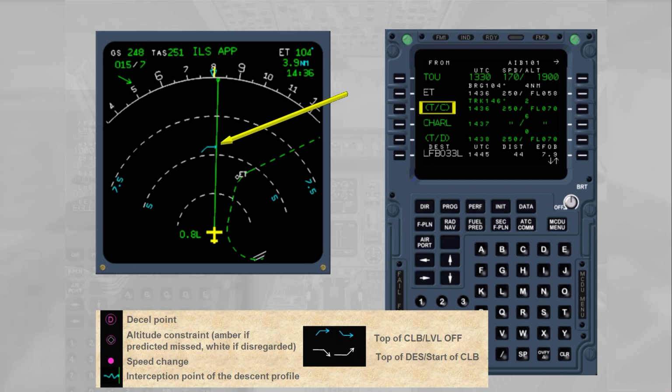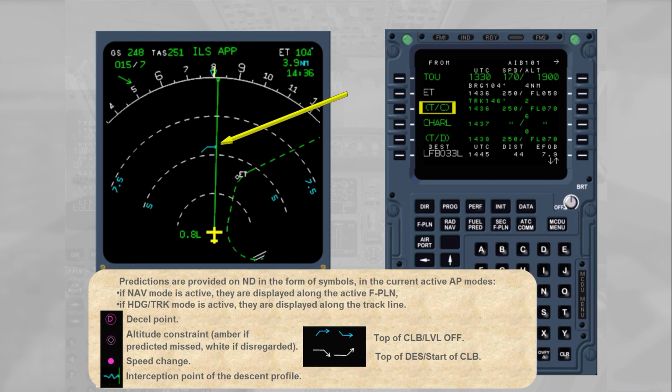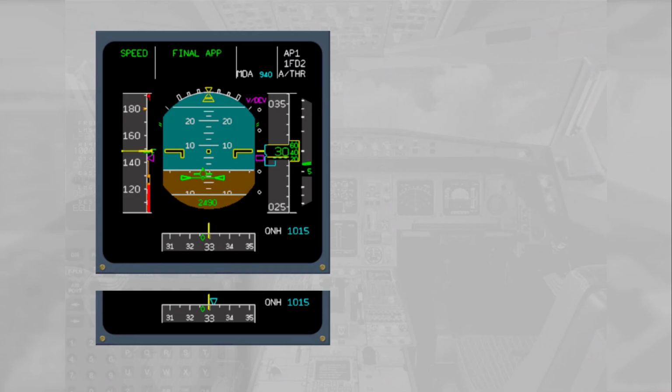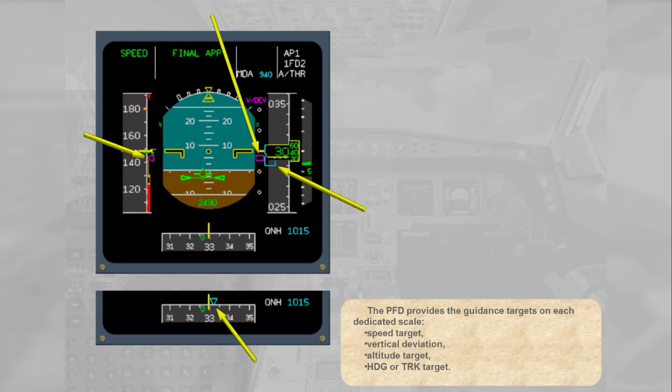Decel point. Altitude constraint, amber if predicted missed, white if disregarded. Speed change. Interception point of the descent profile. Top of climb, level off. Top of descent, start of climb. The PFD provides the guidance targets on each dedicated scale: speed target, vertical deviation, altitude target, heading or track target.